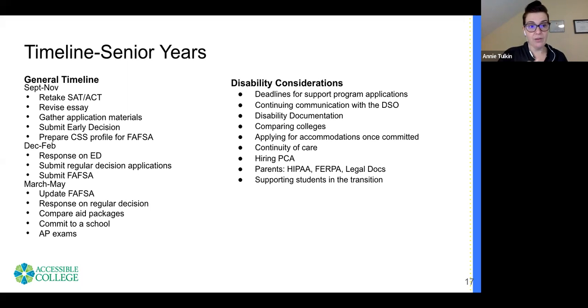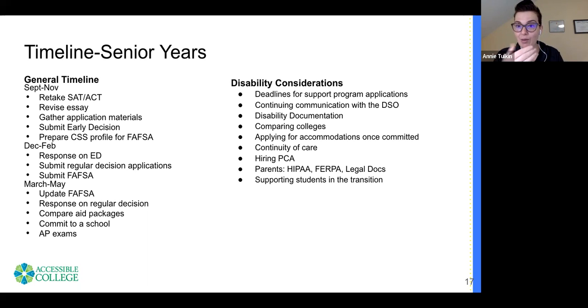Senior year, the general timeline, you might be retaking the ACT or SAT, revising your essay, getting your application stuff, preparing that CSS profile or the FAFSA profile for your financial aid needs. Early decision, early action. There are all these things now that weren't around when I applied to college, because I remember writing things by hand and then typing them up. But these things start to happen a lot quicker now, and students will start to feel a lot more energy and maybe anxiety around them.